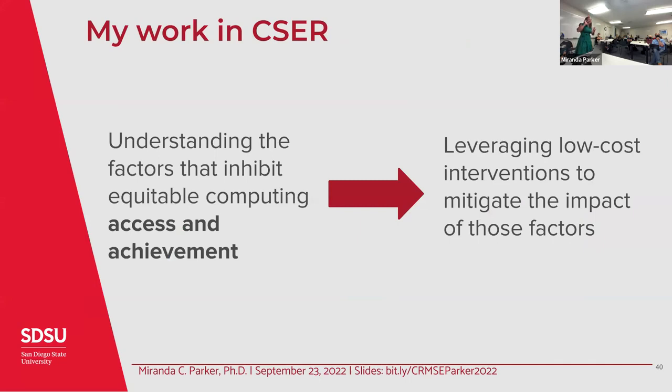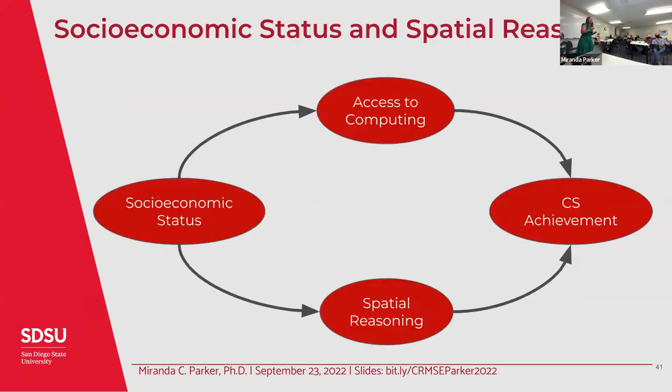So that is a little bit about the assessments and achievement. Sometimes I combine the 2, talking about access and achievement. One of the projects I did in grad school was looking at socioeconomic status and how it affects computer science achievement.